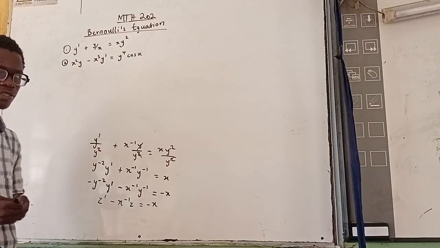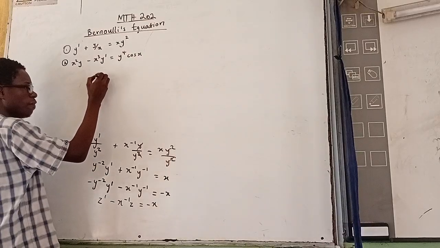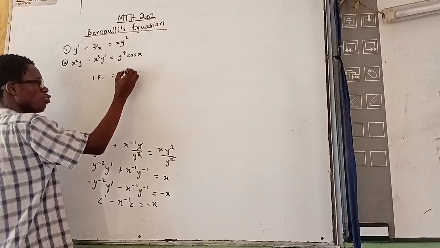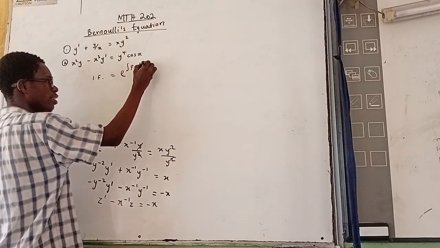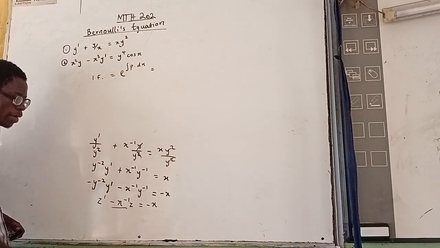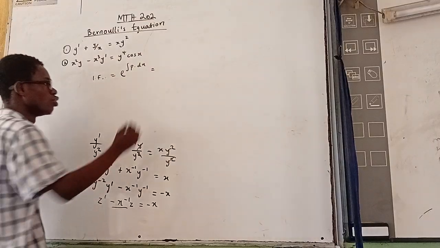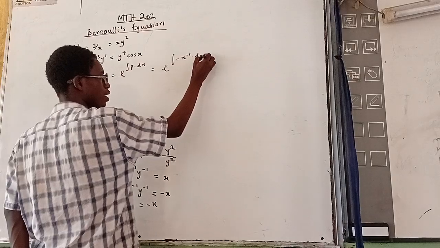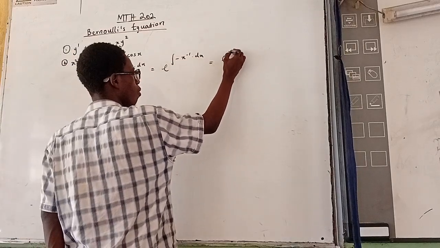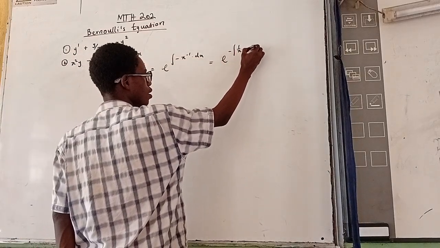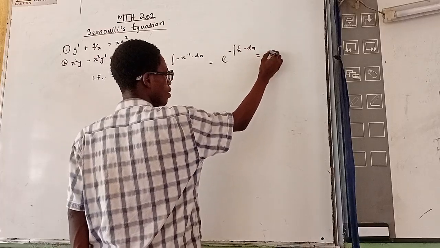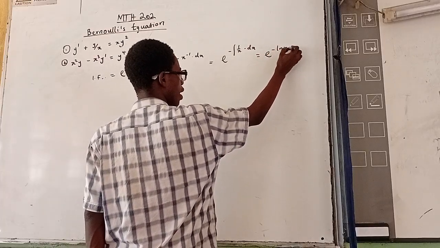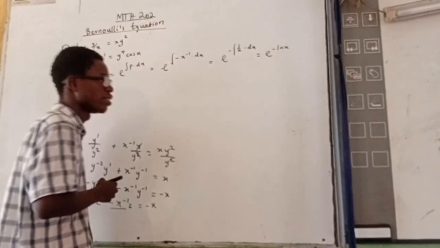So what's our integrating factor here? Our integrating factor equals e raised to power integral of p dx. Our p here is minus x minus 1. So we have e raised to power integral of minus x minus 1 dx, which is the same thing as e raised to power minus integral of 1 over x dx, right? Same thing as e raised to power minus ln x. We don't need any plus c.